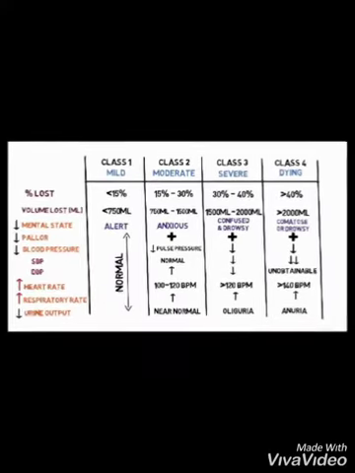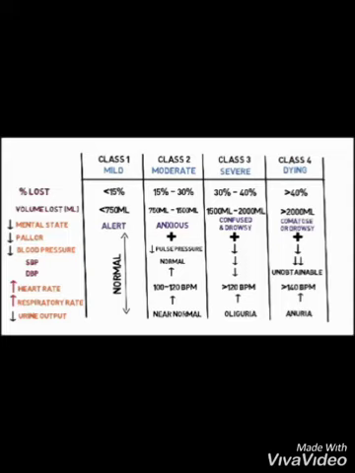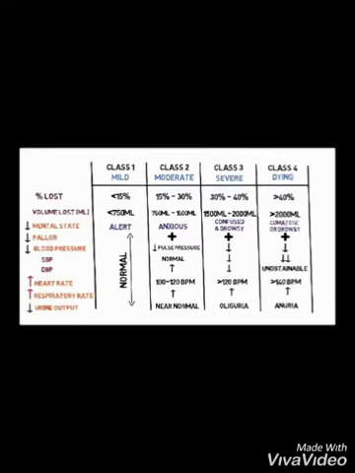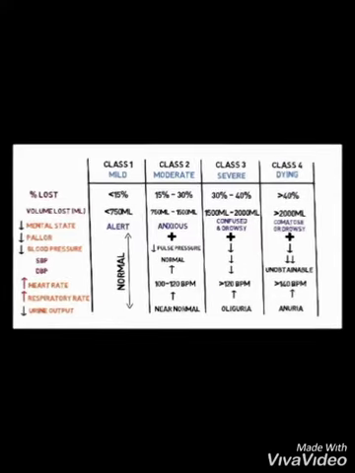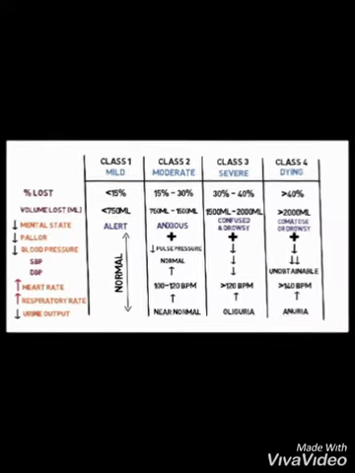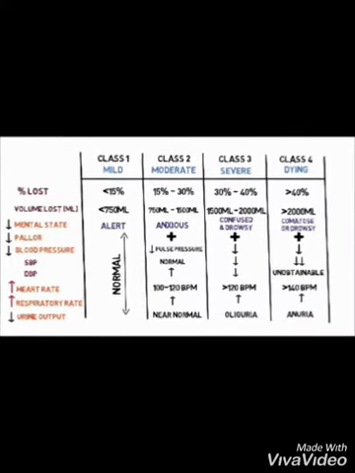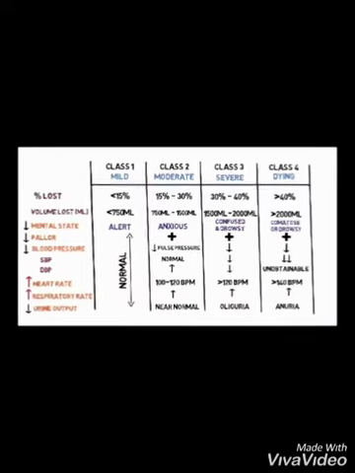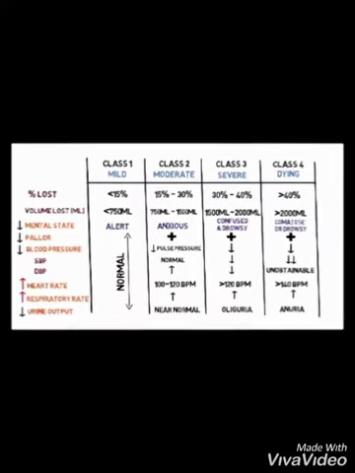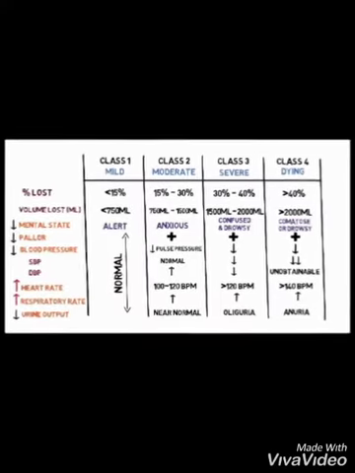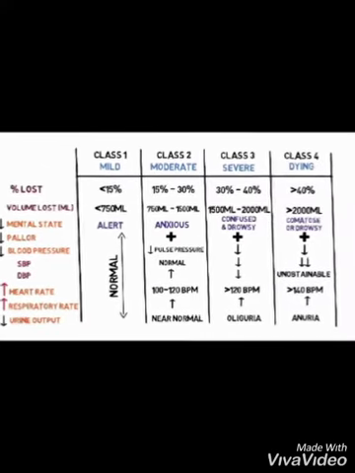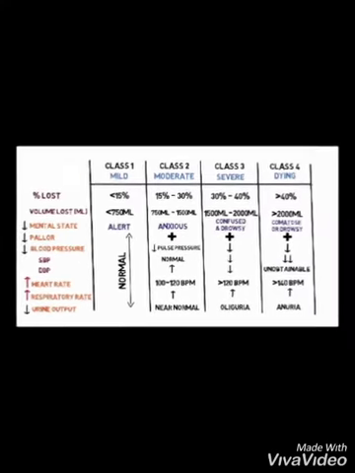For the mental state, for Class 1, it will be alert, and for Class 2, the patient will be anxious. In Class 3, the patients will be confused and drowsy, and Class 4, which is the dying class, the patient will be comatose or drowsy. And for Class 2, 3, and 4, there will be the presence of conjunctival pallor.